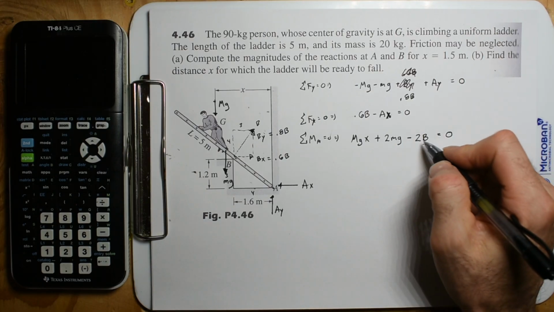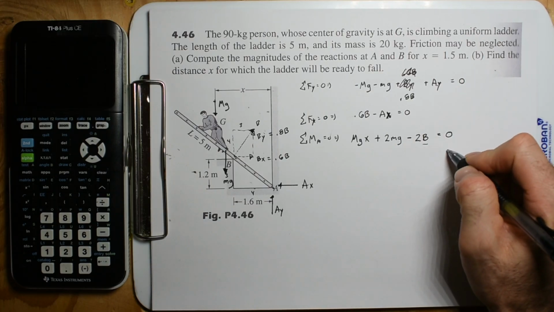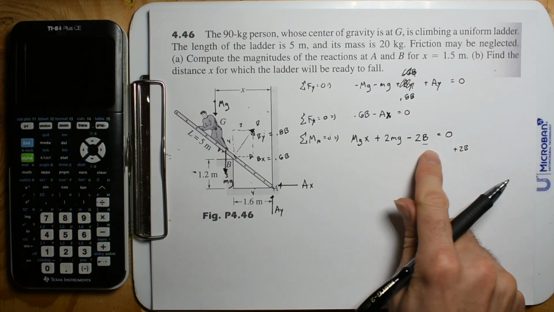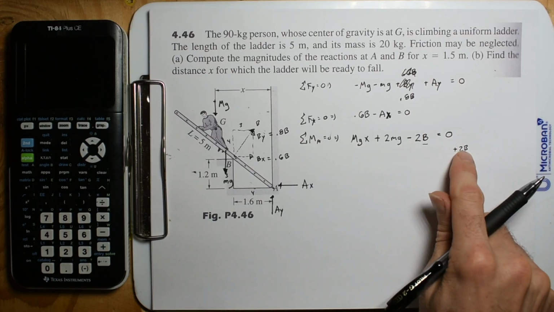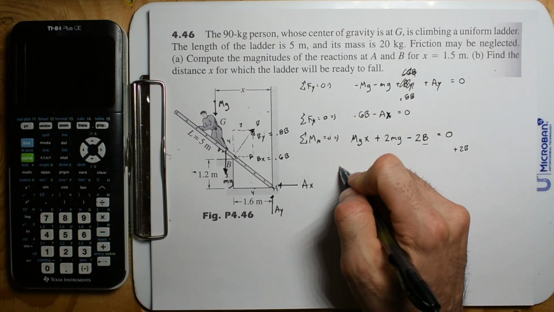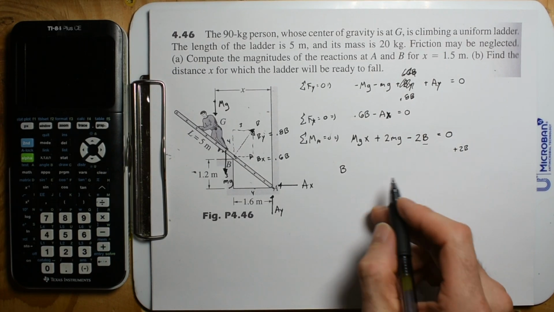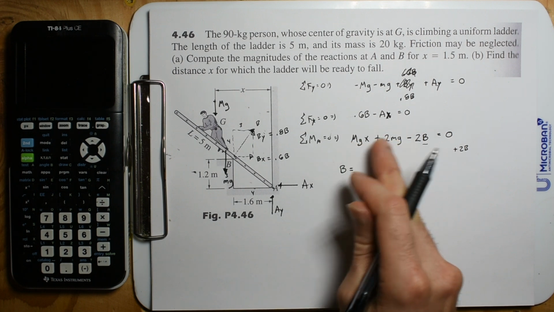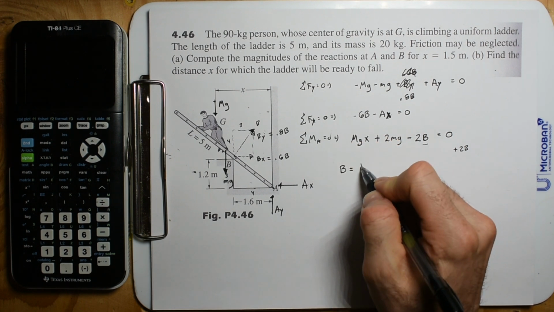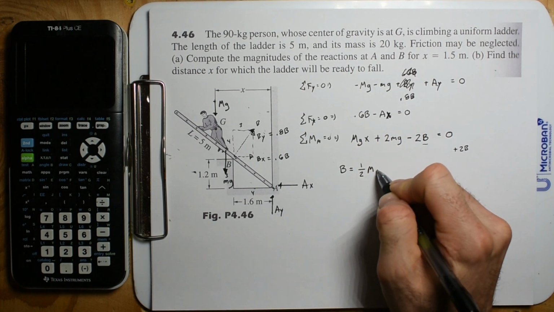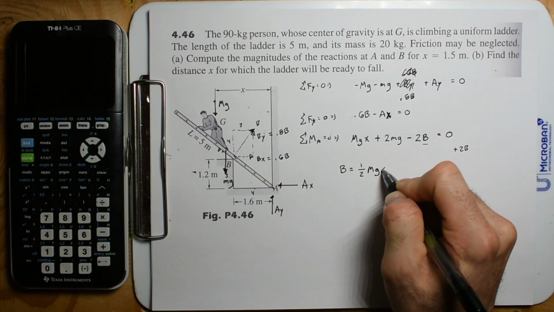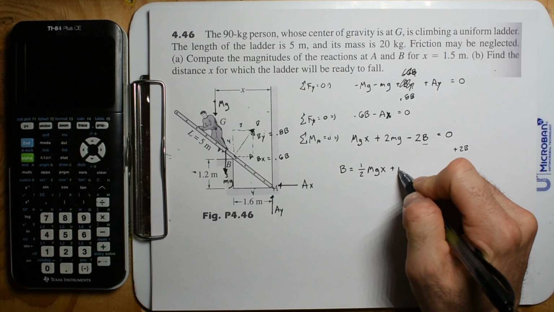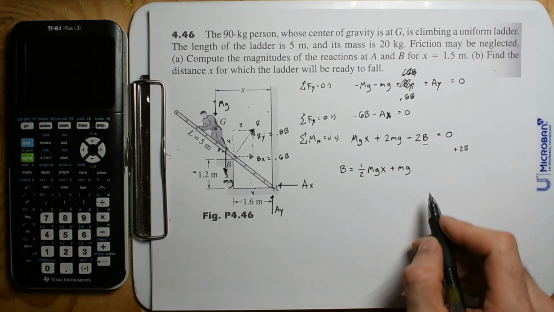So let's get this B over here. We're going to have plus 2B, and then kind of see what we got going on. And then we're going to divide by 2. So let's just do this all in one step. The reaction at B is going to be these 2 divided by 2. So we're going to have 1/2 mgx plus mg. Okay, hell yeah.